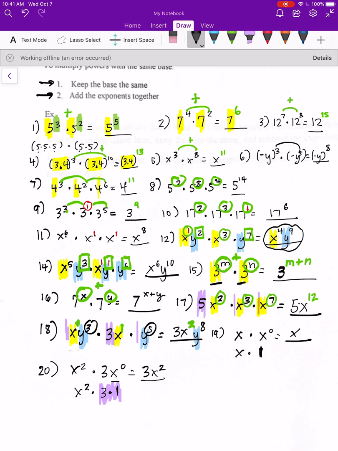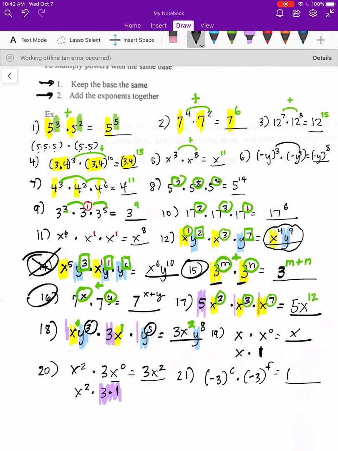Okay, a couple more. What if I had number 21? What if I had negative 3 to the c power times negative 3 to the f power? Okay, so it's kind of going back to numbers 15 and 16.